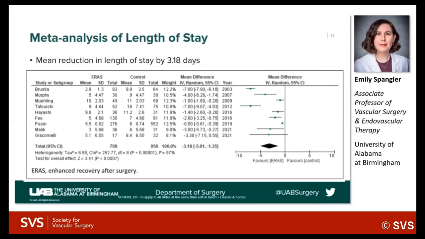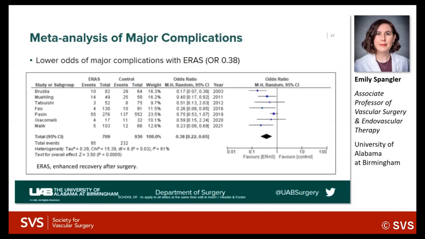Overall, there was a mean reduction in length of stay by 3.18 days, and no study had a longer length of stay in the ERAS cohort compared to usual care. In meta-analysis of major complications, a lower odds of major complications were seen in ERAS with an odds ratio of 0.38. Individually, one of these authors also published a series of their work on over 1,000 patients receiving ERAS care.